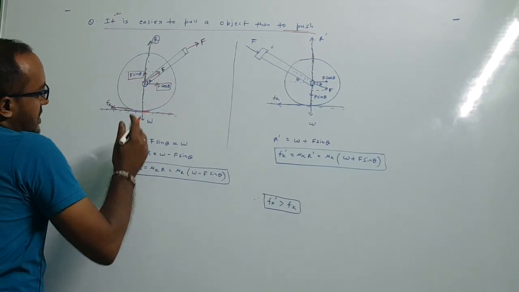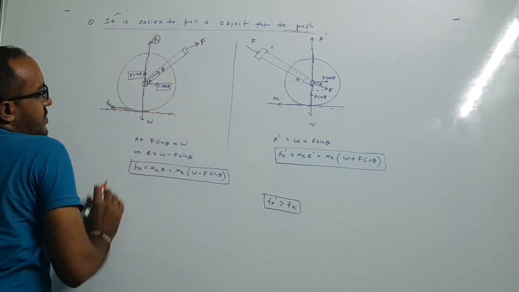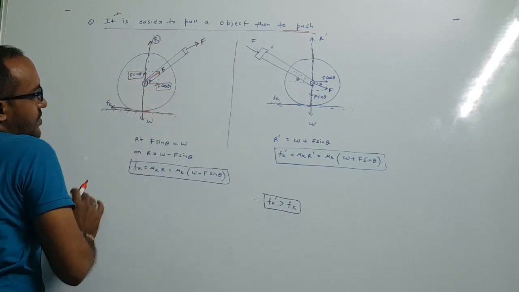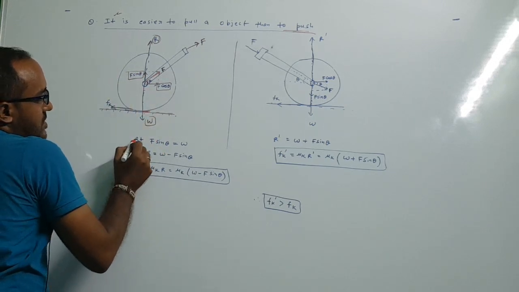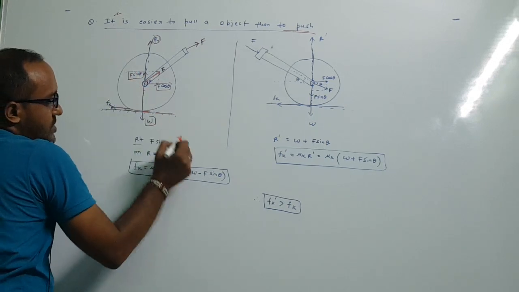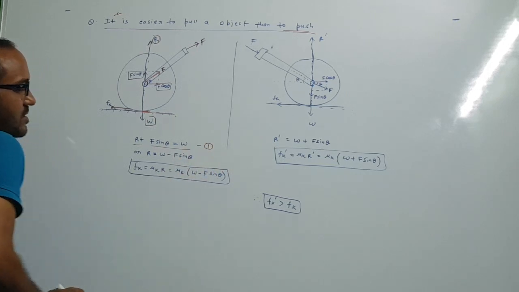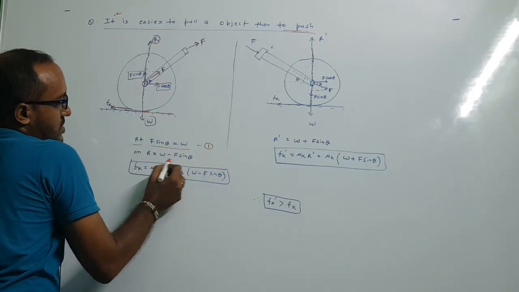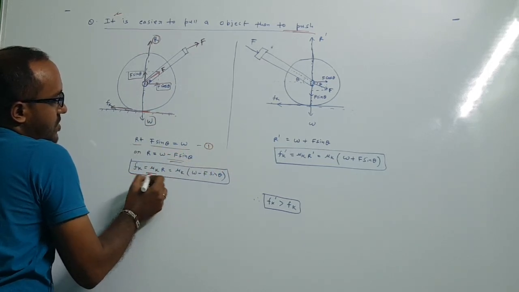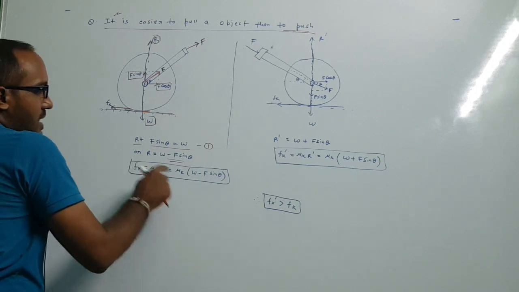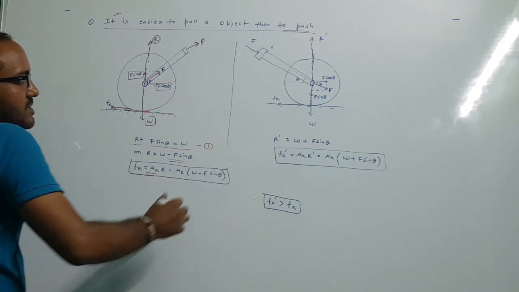Now see here, R is acting upward, F sin theta is acting upward, and W is acting downward. So R plus F sin theta should be equal to W. This is your equation number 1. So R should be equal to W minus F sin theta, and we know F equals mu into R, and R is W minus F sin theta. Keep this as it is.